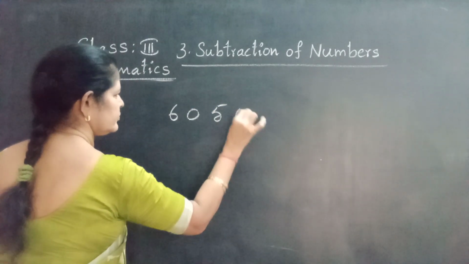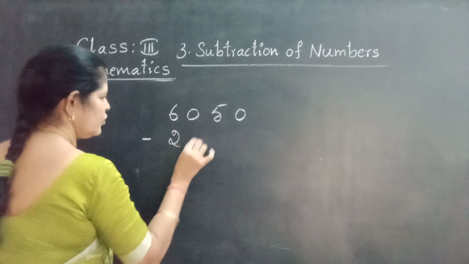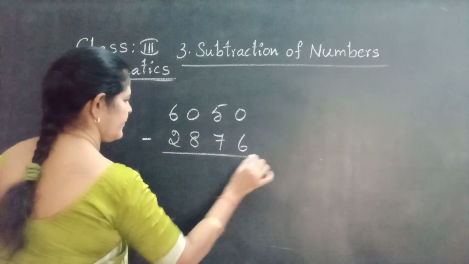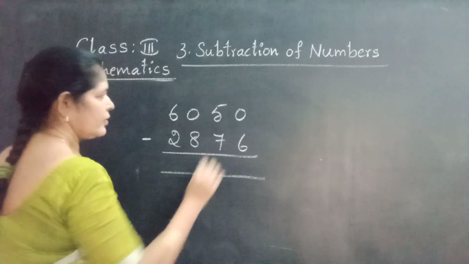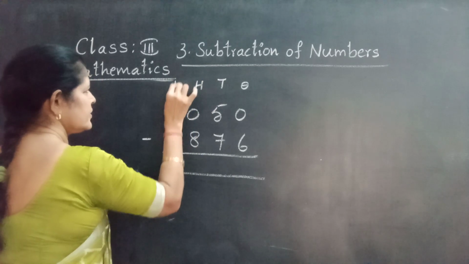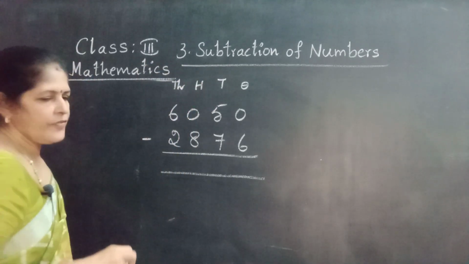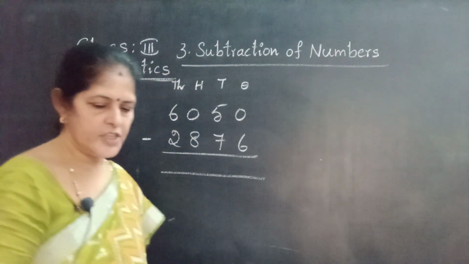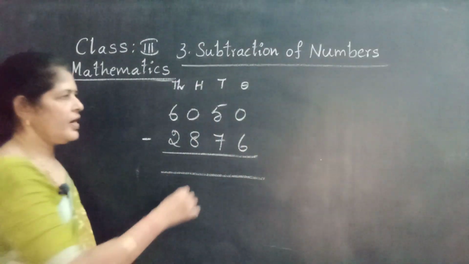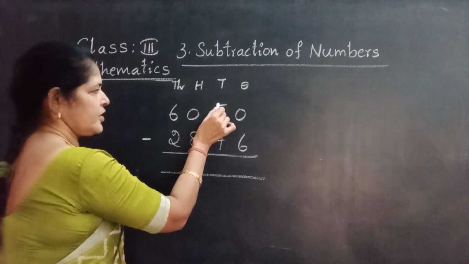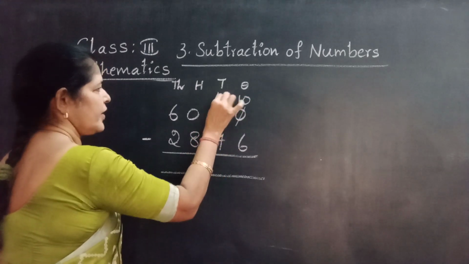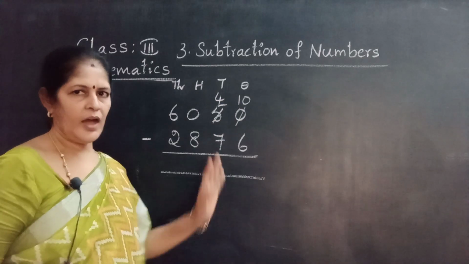$6,050 minus 2,876. Ones, tens, hundreds, thousands. Start from ones. 0 is less than 6. Subtraction is not possible. Borrowing concept. Tens to ones. Then 0 becomes 10. 5 becomes 4. Okay? Are you clear?